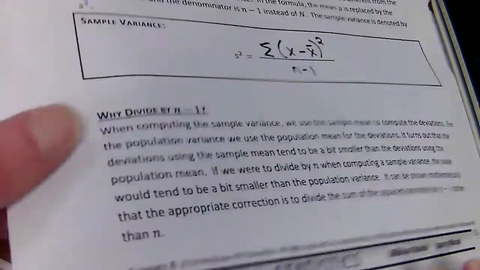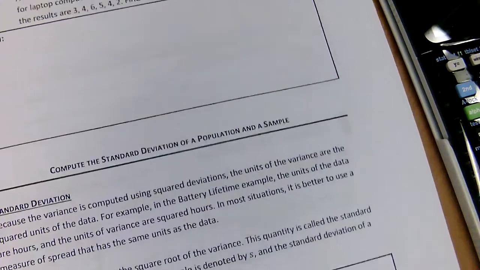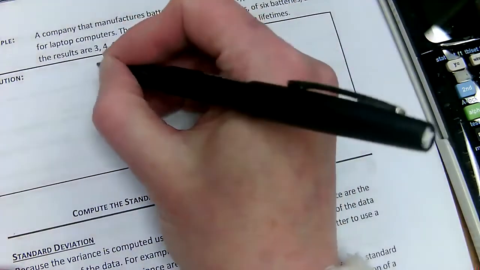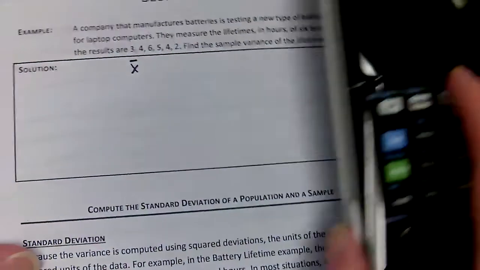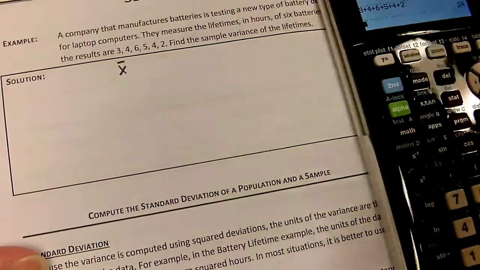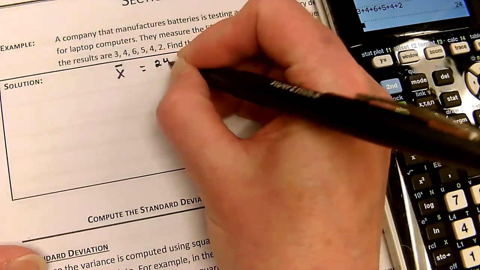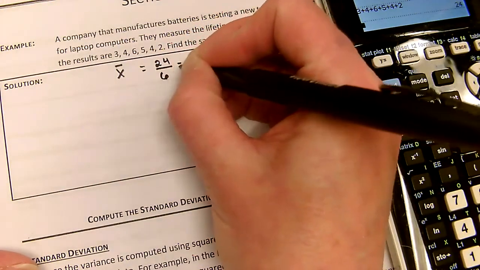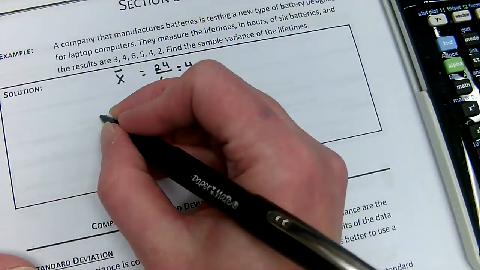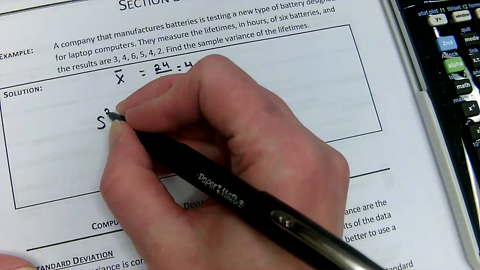we'll go with it. So let's say I had these values from my sample. I would first find my sample mean. I would add them up: 3 plus 4 plus 6 plus 5 plus 4 plus 2. That's 24, divided by 6. This one's a little bit easier for us to do. We're going to find the sample variance. Oh, by the way, the sample variance is a little s squared.